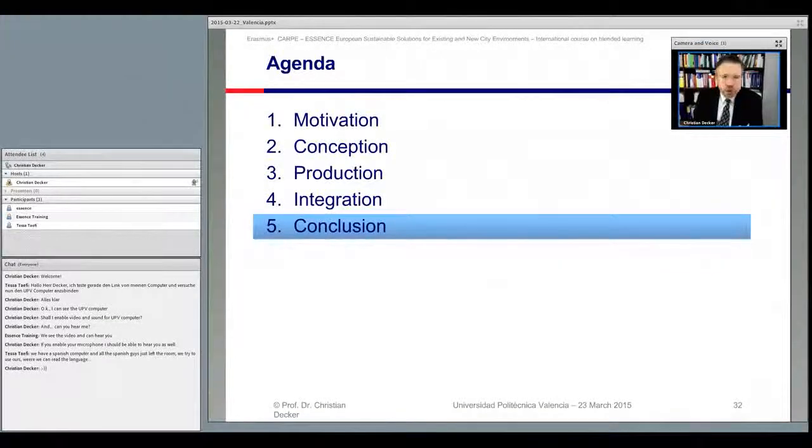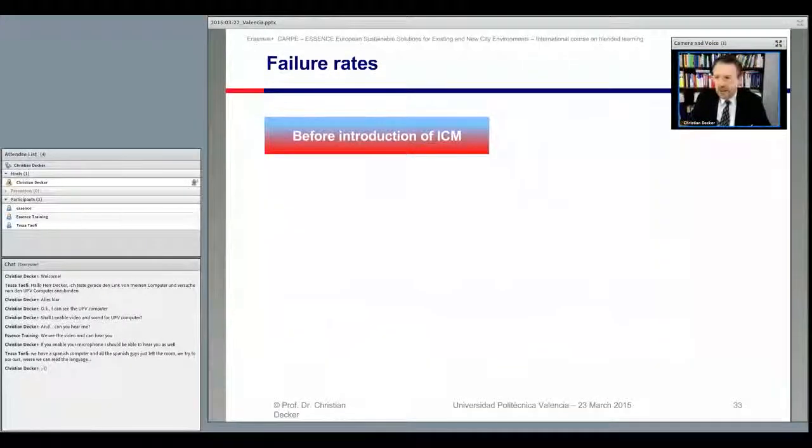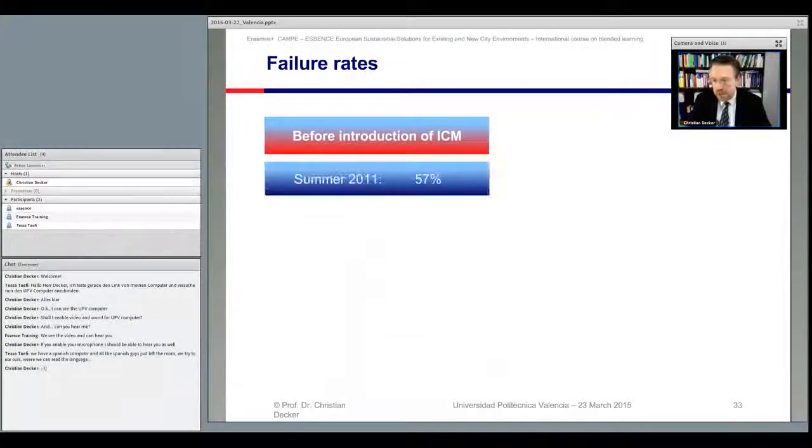Now, coming to a conclusion, because it's getting closer to your lunch break, and we want to finish this presentation in a couple of minutes. So, looking at the failure rates, how many students fail my finance courses? Well, let's have a look at the semesters before the introduction of the inverted classroom model.